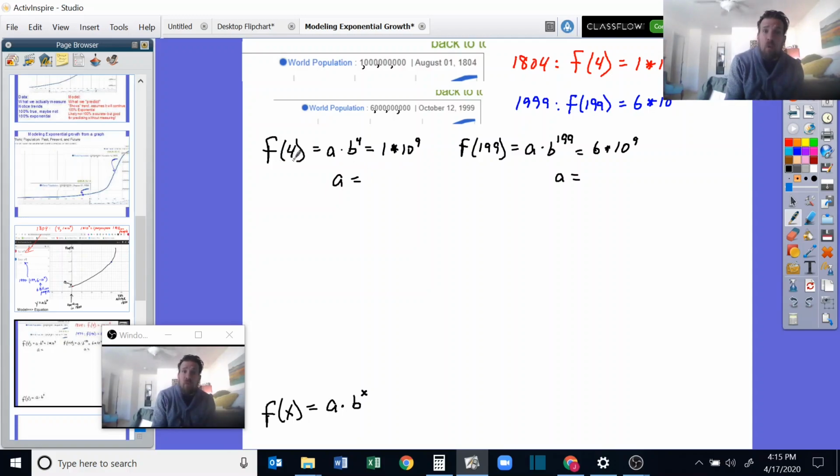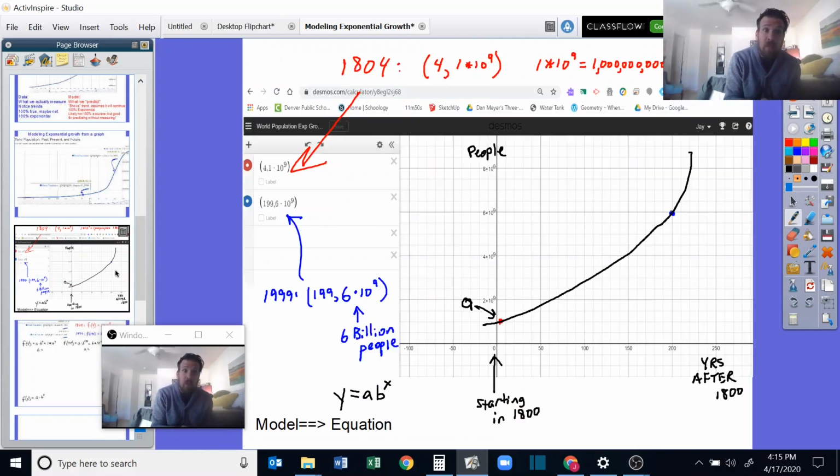When I put 4 in for the x, that's 4 years after 1800, I should get a population of 1 billion. So that's what this setup is. And similarly, for the year 1999, 199 years, it's 6 billion. Now, when I have these two equations, I have a handy little thing here. Both of these have my starting point in them, and that starting point's the same starting point. It's the starting point we're looking for.